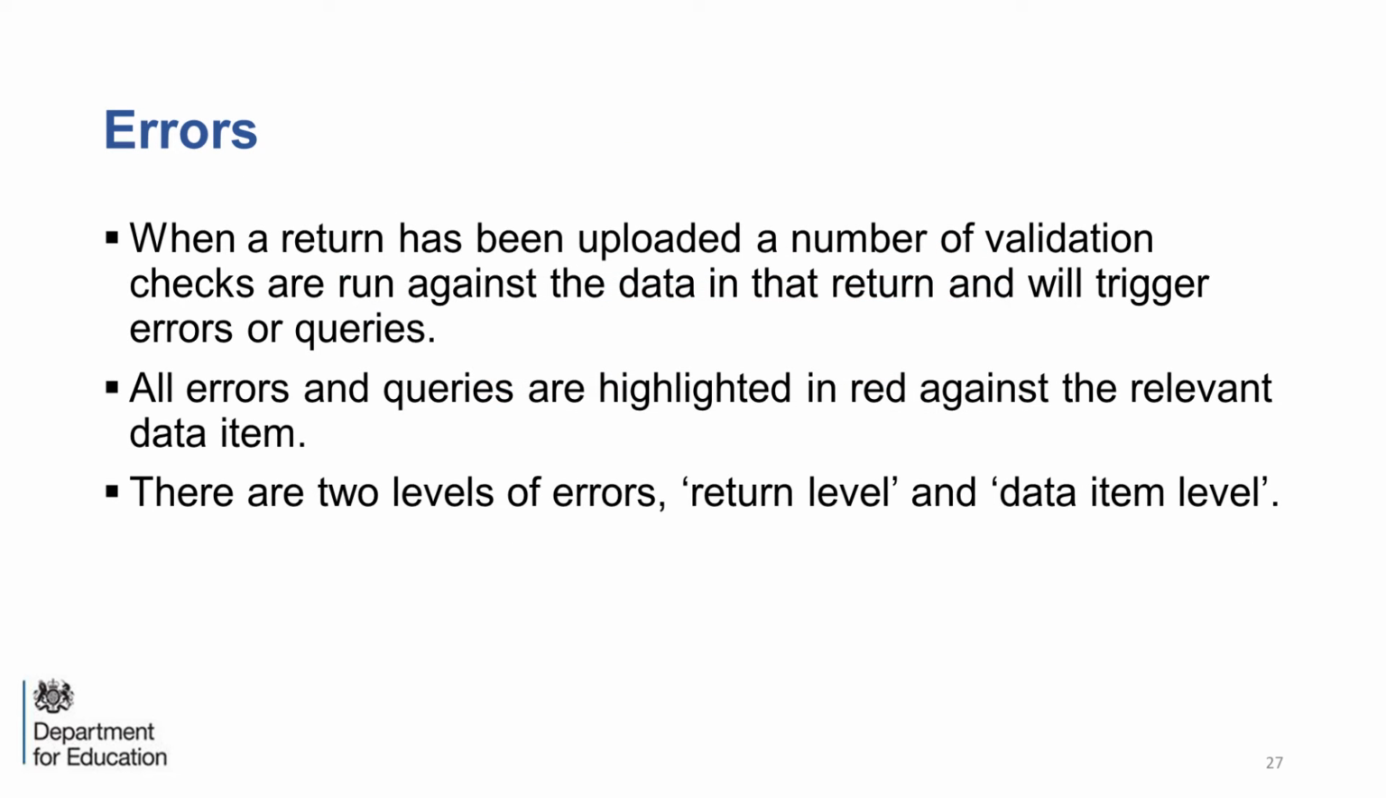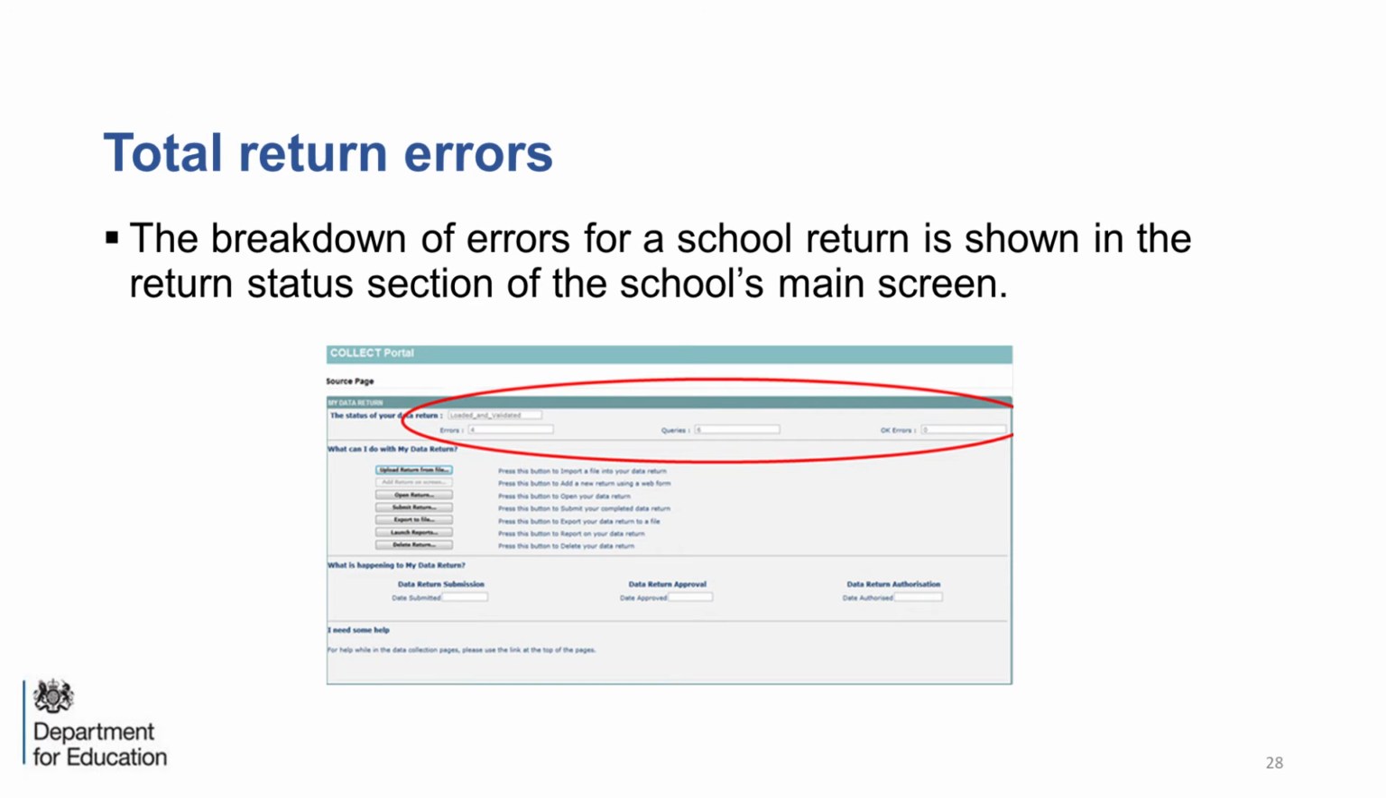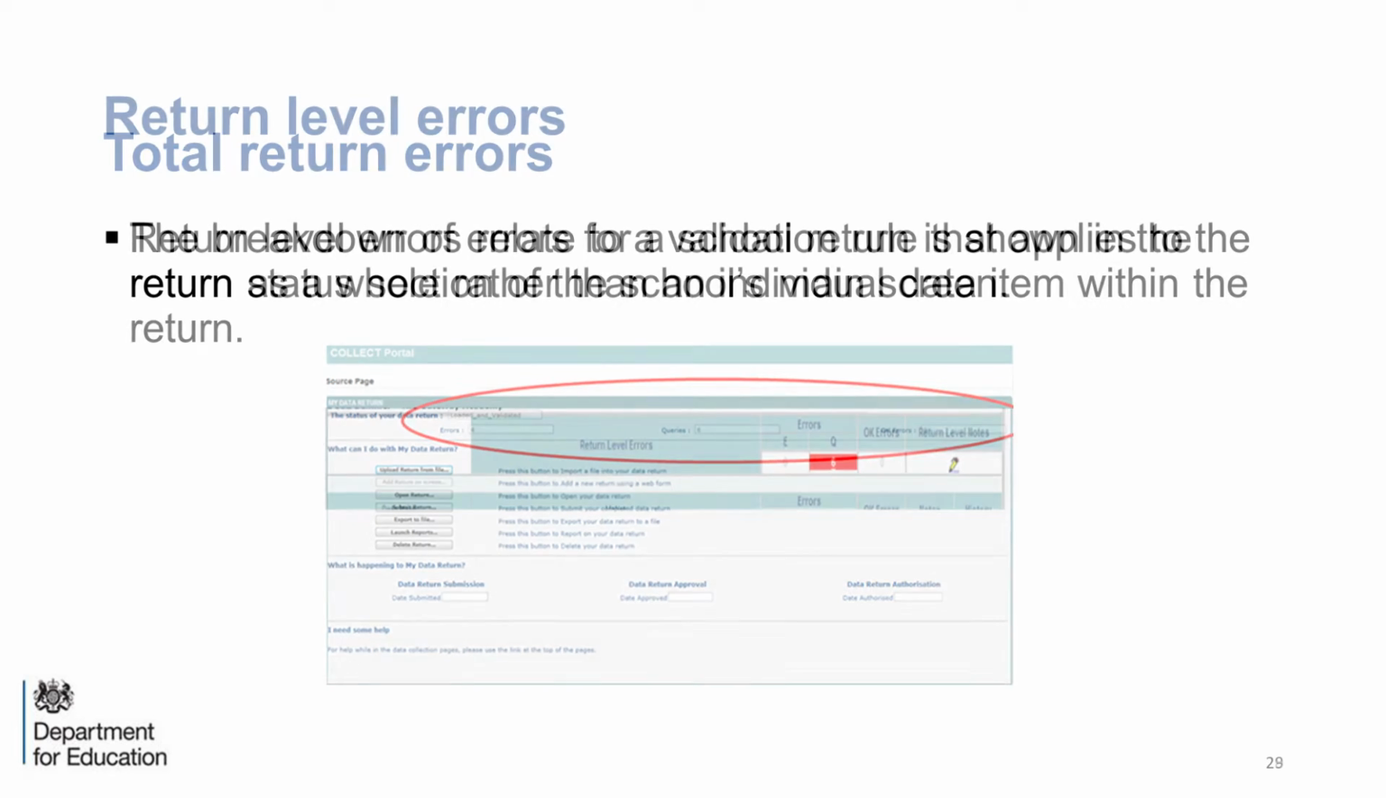When a return has been uploaded, a number of validation checks are run against the data in that return and will trigger errors or queries. All errors and queries are highlighted in red against the relevant data item. There are 2 levels of errors: return level and data item level. The breakdown of errors for a school return is shown in the Return Status section of the school's main screen.